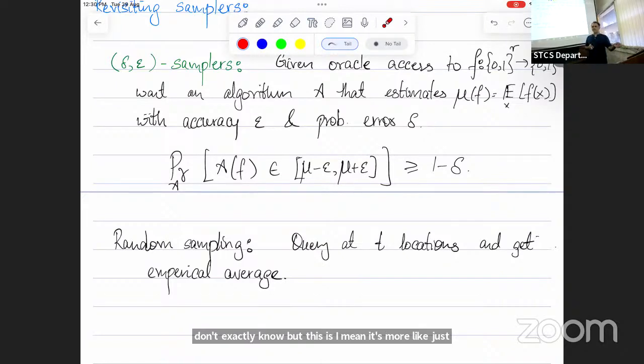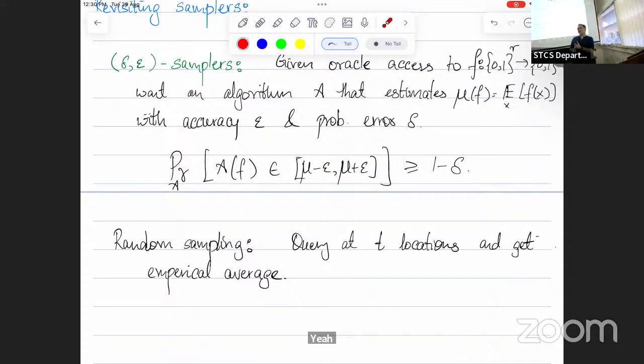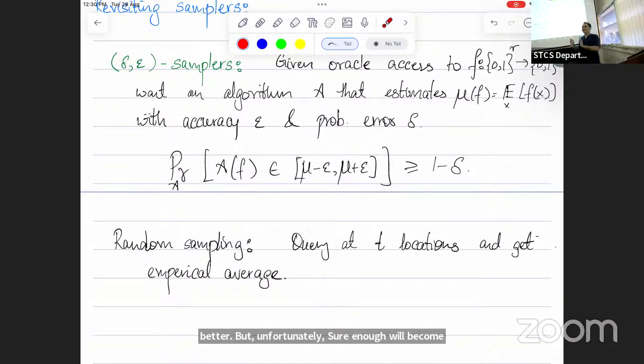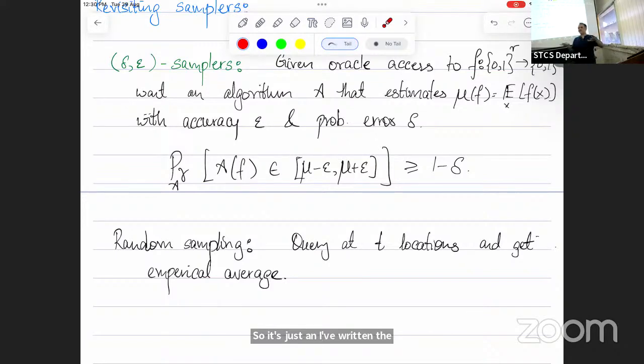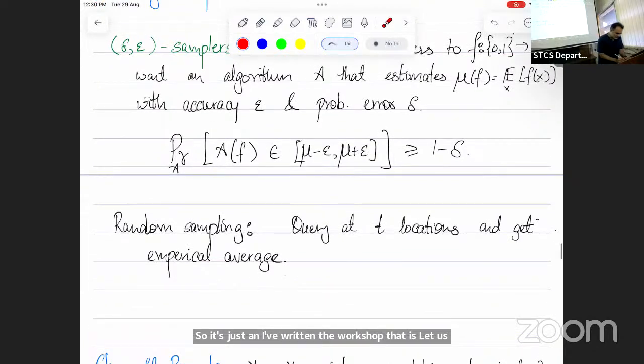Yeah, I know, but I guess the point is also that if you think of mu as being sub-constant, in those situations maybe multiplicative error might be better. But unfortunately, Chernoff will become Poisson and things will get a little messy. So I've just written the version that is most suited for applying Chernoff bound. That's it. Okay. So what would you do here?